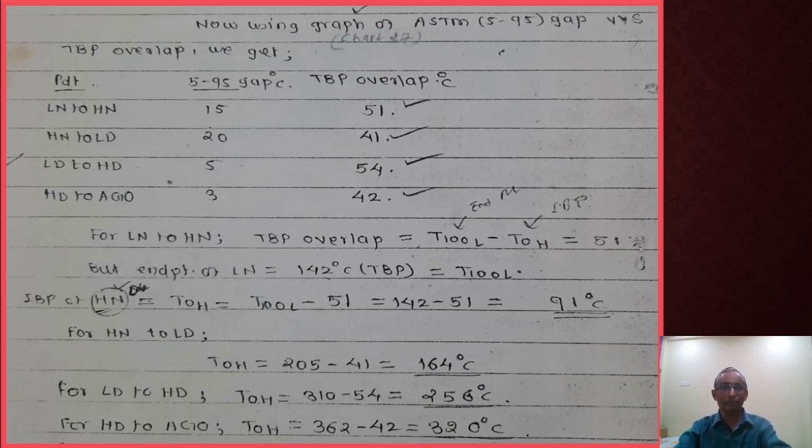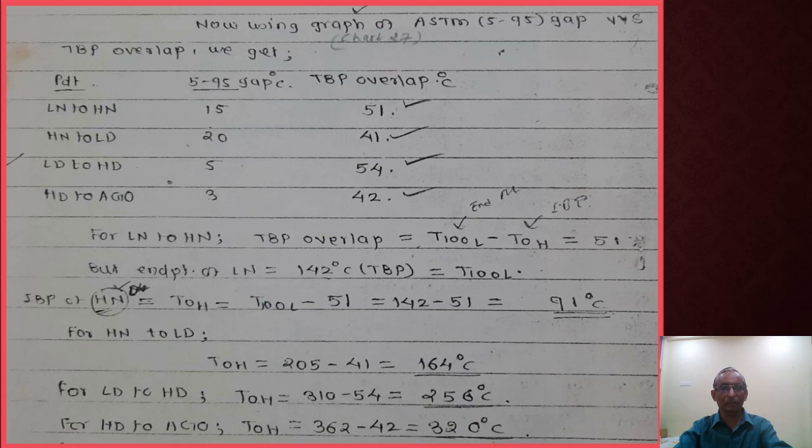So T100L means the light naphtha endpoint. T0H means for the second product, heavy naphtha, the initial boiling point. That is the overlap definition: TBP overlap is equal to T100L, the endpoint of the first fraction, minus the starting point of the next fraction. So this TBP overlap you find with the help of the chart. On the y-axis it is TBP overlap, and for light naphtha to heavy naphtha, that is 51 you have obtained. With its help we are going to identify the initial boiling point and final boiling point of the first product.